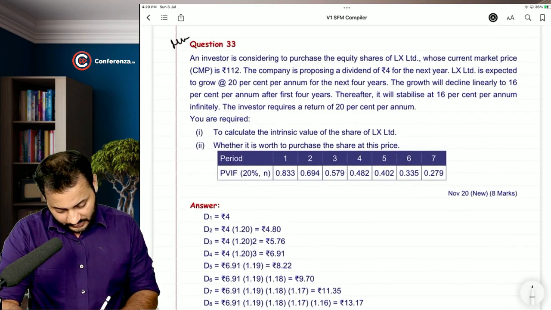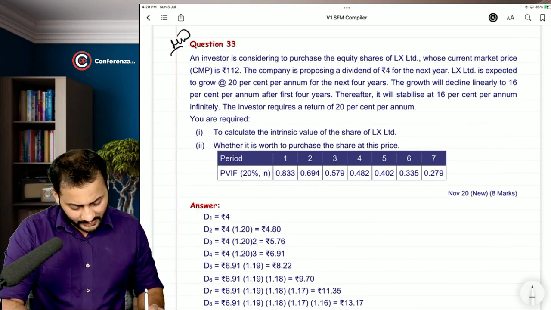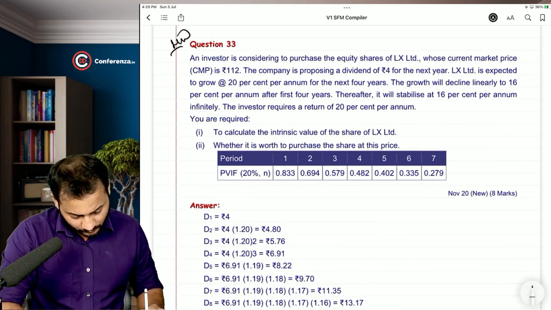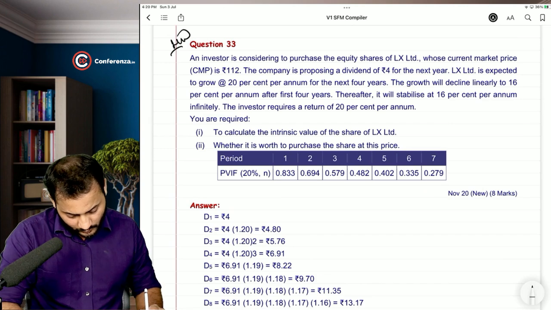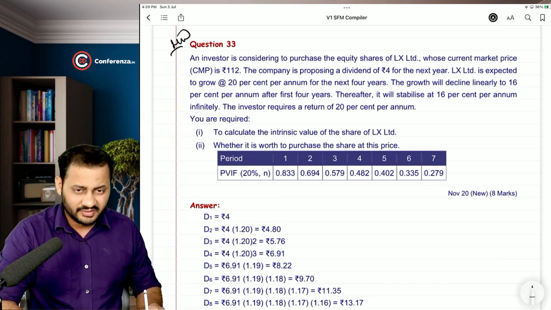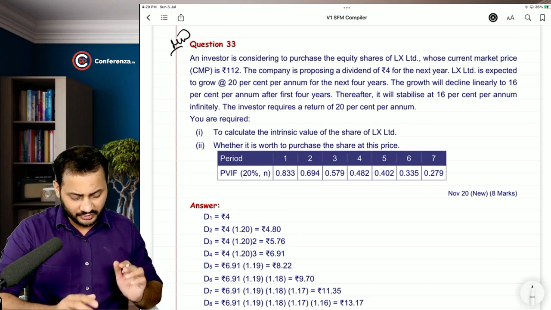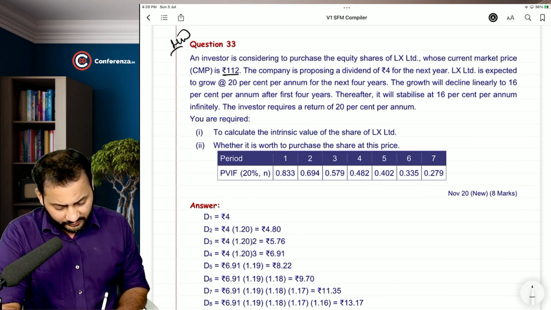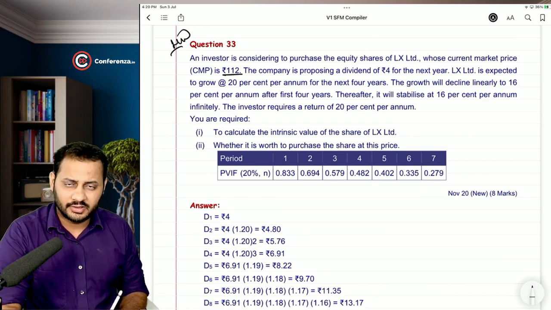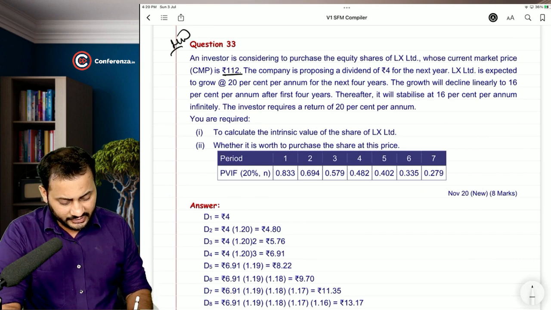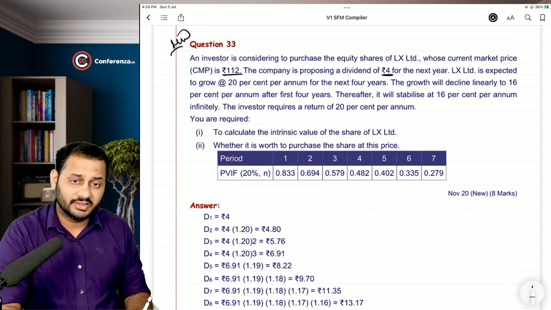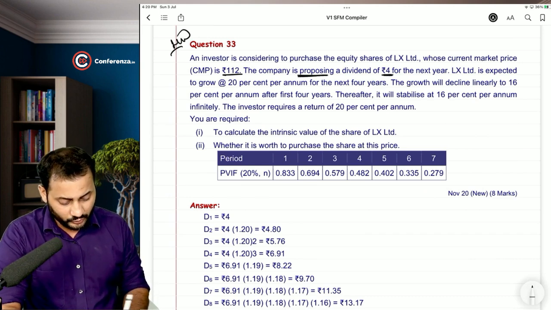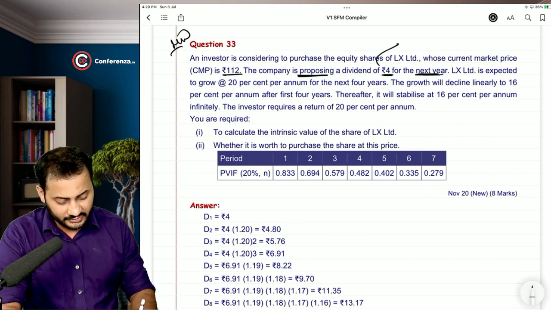This question is your homework. Why this is homework, I will tell you. It is the same as the previous question. The only thing is, instead of 150 rupees of the market price, it is 112 rupees. Instead of 6 rupees of the dividend, it is 4 rupees. It is also proposed for next year. This is also for D1.